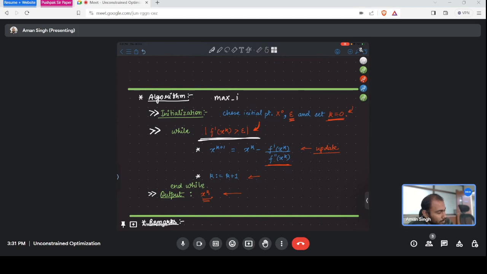Let's say max iteration is equal to any number, let's say 1,000. You can add a condition: if k is less than max iteration, continue. Got it. So you limit the number of iteration steps. That's one way of doing it.